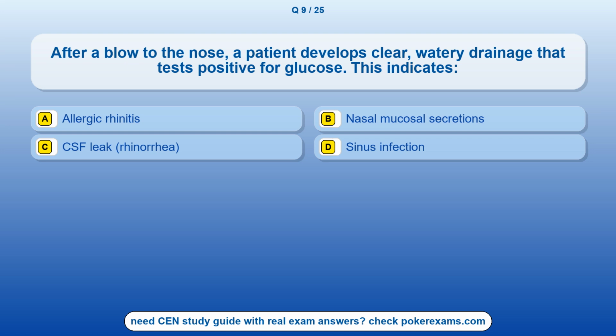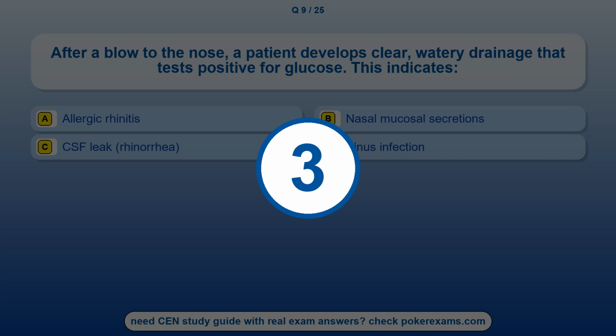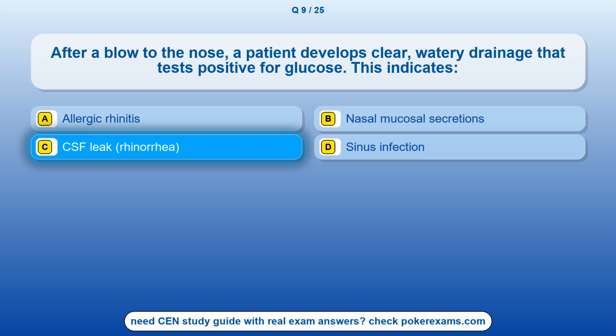Question 9. After a blow to the nose, a patient develops clear, watery drainage that tests positive for glucose. This indicates: Option A, allergic rhinitis. Option B, nasal mucosal secretions. Option C, CSF leak, rhinorrhea. Option D, sinus infection. The correct answer is option C, CSF leak, rhinorrhea.